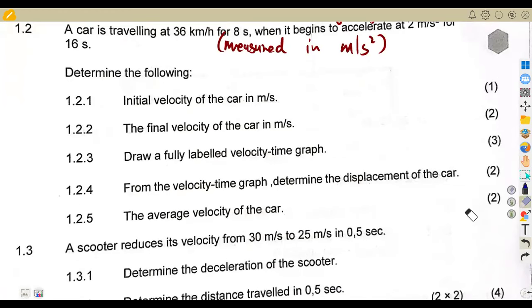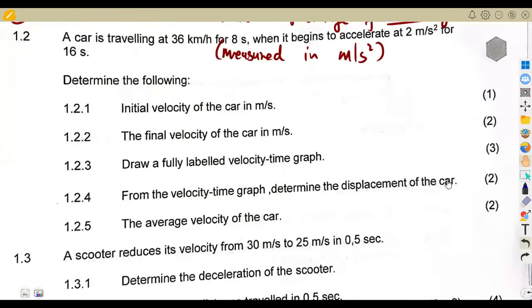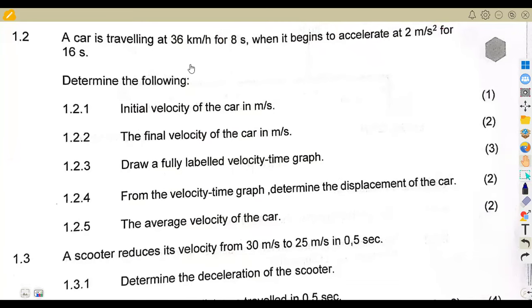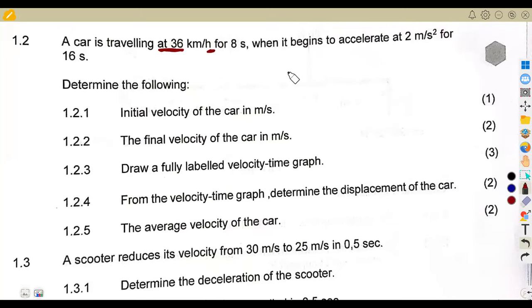Anyways, 1.2. These papers that you send to me sometimes come a little bit shrunk, but I just hope you can see it properly. They are saying here: a car is traveling at 36 kilometers per hour for a certain time, which is 8 seconds. Take note, it's a statement. A comma indicates a continuation, but it's another phase now, when it begins to accelerate at 2 meters per square second for 16 seconds.